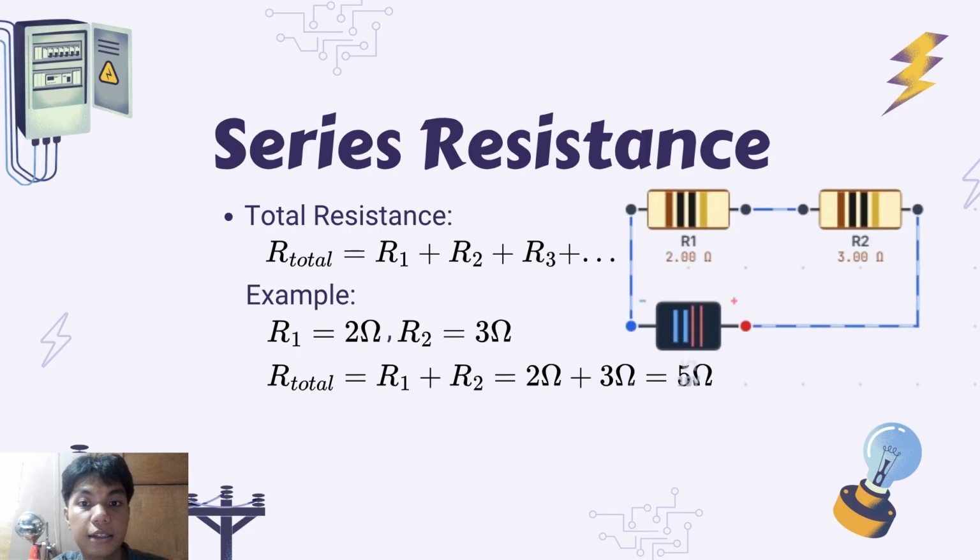In a series circuit, total resistance is the sum of all individual resistances. This means adding more resistors increases the total resistance, which reduces the current flowing in the circuit.